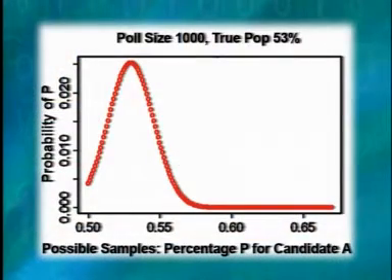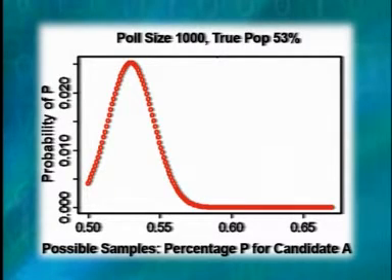This first diagram describes a hypothetical situation where we assume that in reality, 53% of the population is for candidate A. The graph shows us what proportion of samples of size 1,000 have various percentages for candidate A. We can see that if 53% of all voters are for candidate A, then most samples of size 1,000 have somewhere between about 500 people, that's 50%, and about 560 or 56% for candidate A.